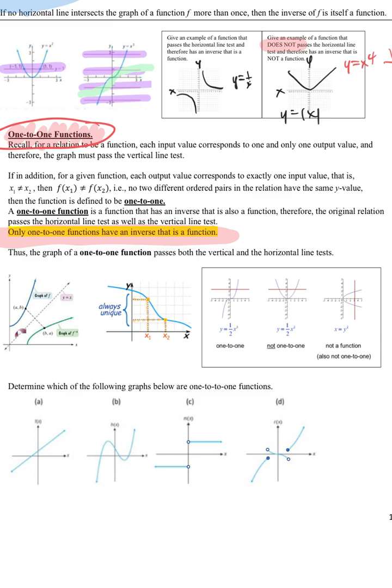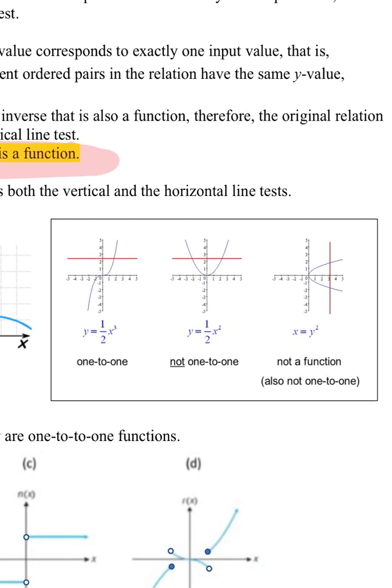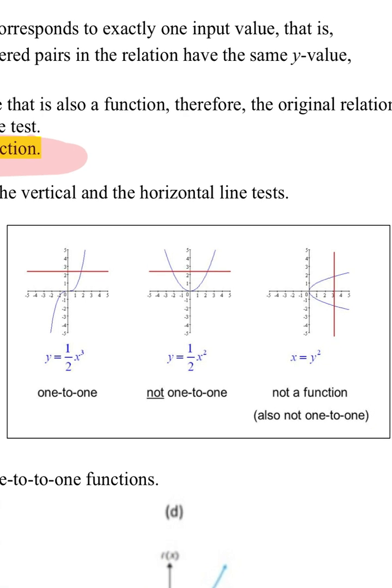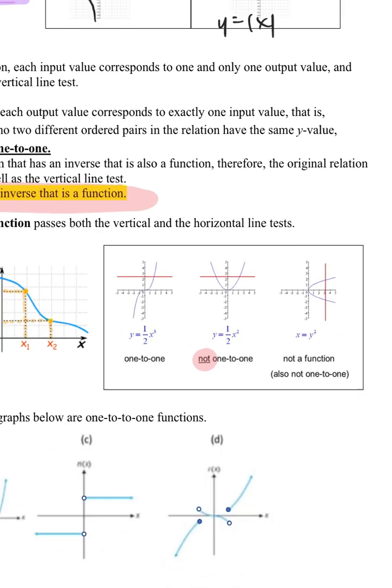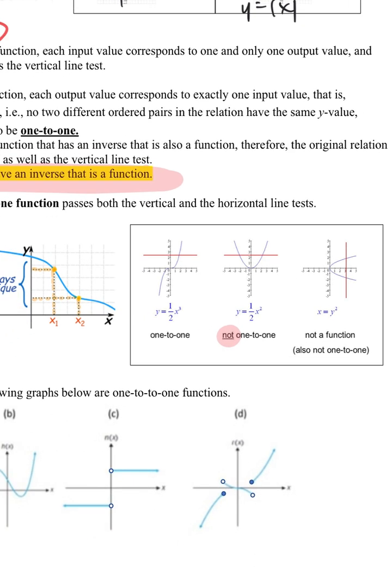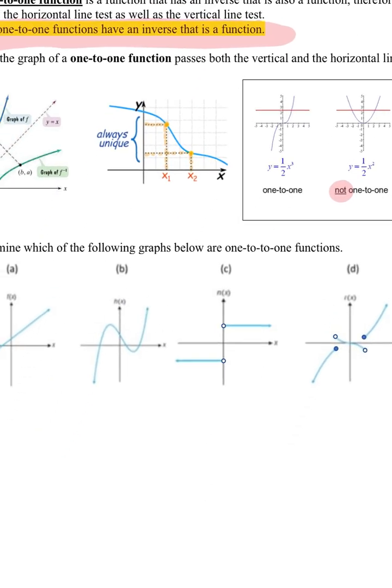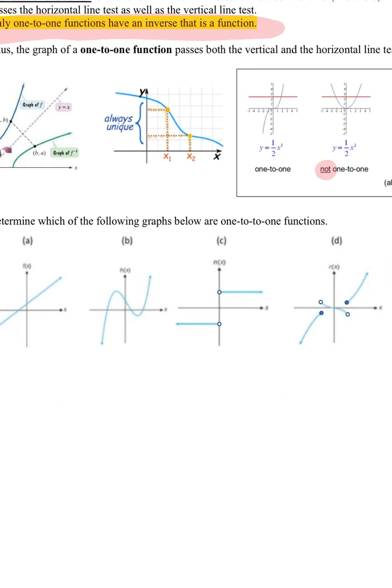So here are some more examples. If I look at this first one, it's one-to-one, passes the vertical and the horizontal line test. This second example is not one-to-one, it doesn't pass the horizontal line test. The third one is, first of all, not a function to begin with, because it doesn't pass the vertical line test. So you should be able to look at graphs and immediately determine, is it a function? And is it one-to-one? Is its inverse also a function? So let's look at these four examples.